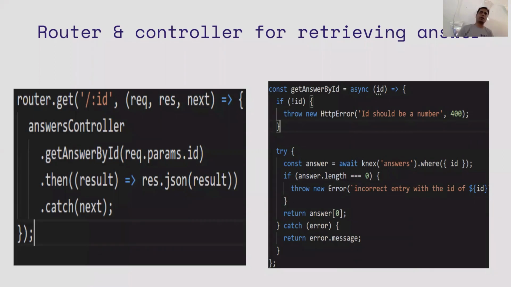If we get a request for the answer table to get data with the ID, it lands here on the left side. You can see the router implementation, and that will ask the controller, which is on the right side. That controller communicates with the database, gets the answer from the database, and returns it back.